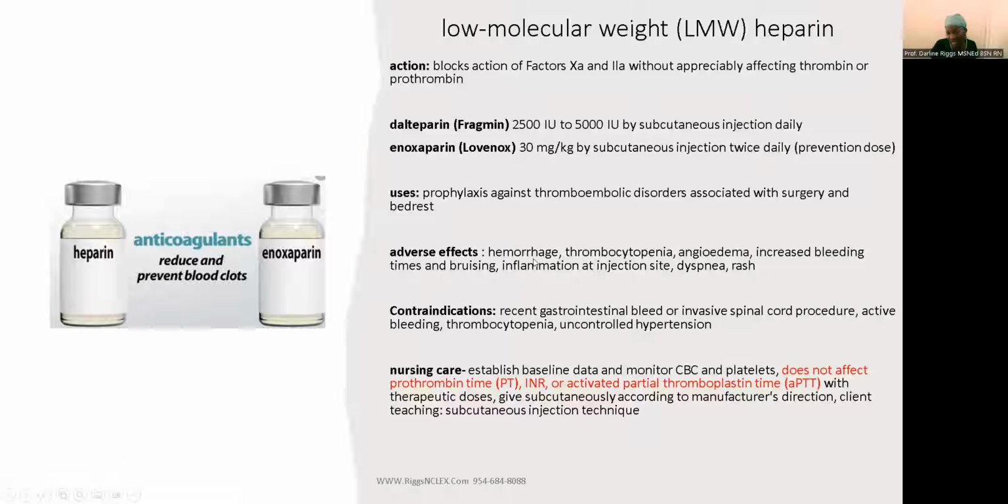Adverse effects: bleeding, thrombocytopenia, angioedema, not very high with these, but it is a risk. Dyspnea, rash. So please, please, please don't mix these. If they already have bleeding disorders, not for them. Active bleeding, not for them. If they already have thrombocytopenia, the low platelets, not for them. Their blood pressure is not under control, not for them. There are some contraindications.